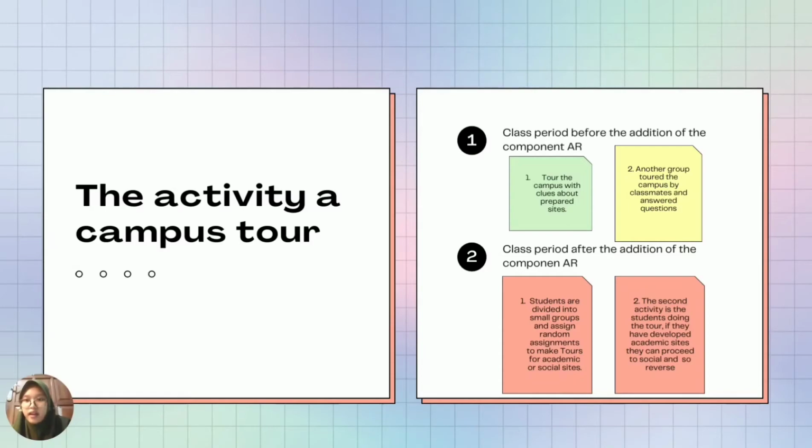The first activity, students are divided into small groups and assigned random assignments to make tours for academic or social sites. The second activity is that during the tour, if they have developed the academic side, they can push the social, and vice versa.